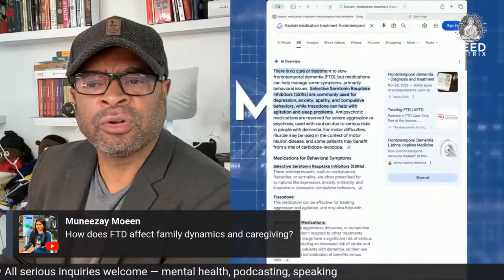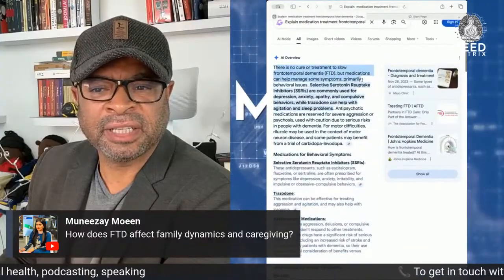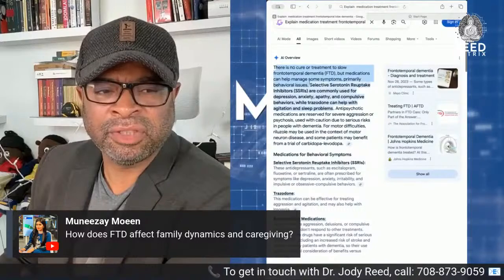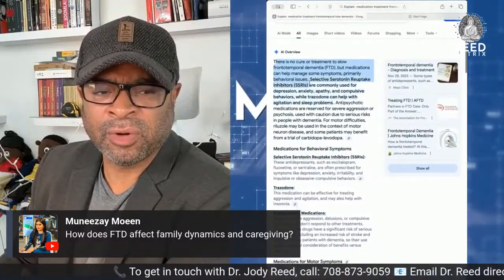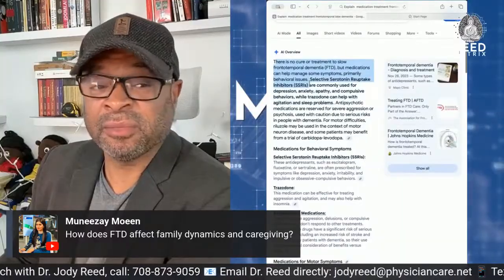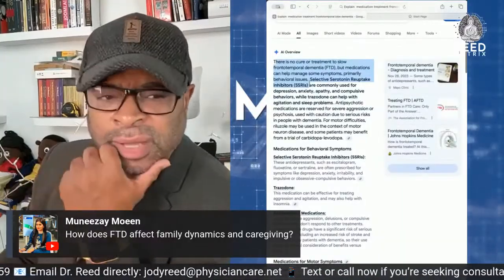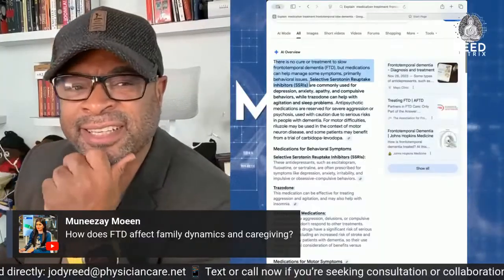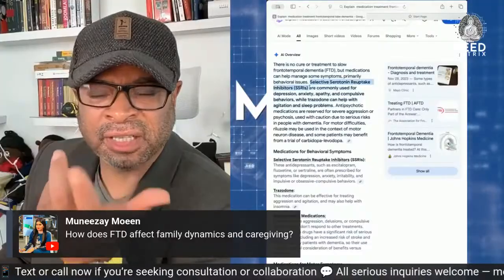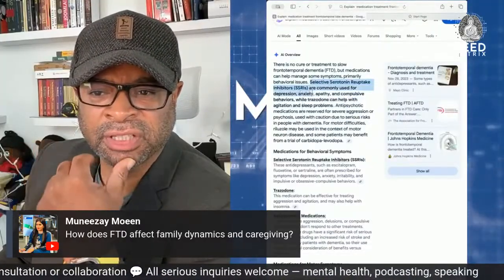There is no cure or treatment to slow FTD, but medications can help manage the symptoms, primarily behavioral issues. That's why I went with the dual mood stabilizers, both Depakote and lithium. I'll give them both loading doses, Depakote extended release and lithium extended release in the morning, so hopefully we can get them to a therapeutic dose as soon as possible and start stabilizing some of this agitation and behavior. SSRIs are commonly used for depression, anxiety, apathy.